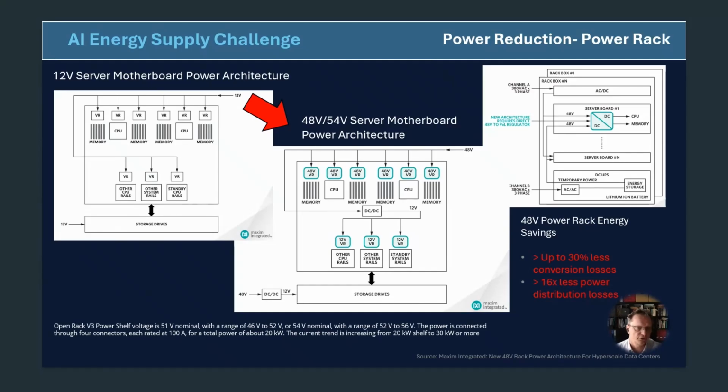Where not all circuits will be able to run at 48 volt. Some storage drive will still require 12 volt, so there will be some local DC-DC converters to drive some peripherals, etc. But overall, the shift to 48 volt power rack architecture aims to reduce around 30% in conversion losses and over 16 times less power distribution losses.